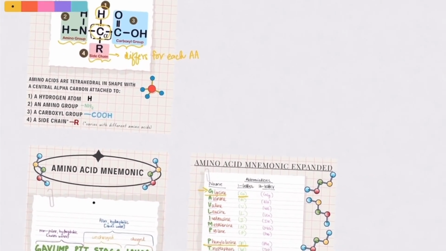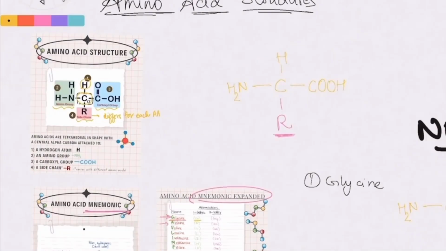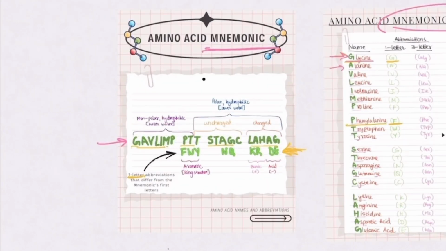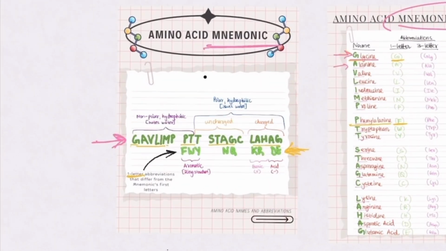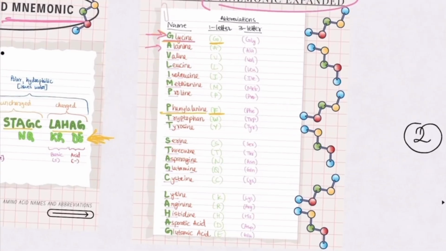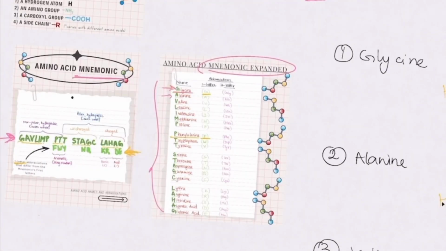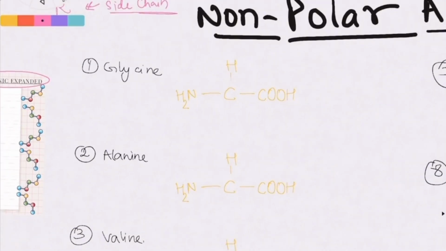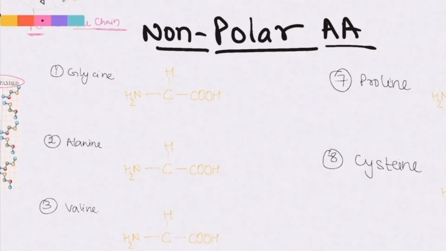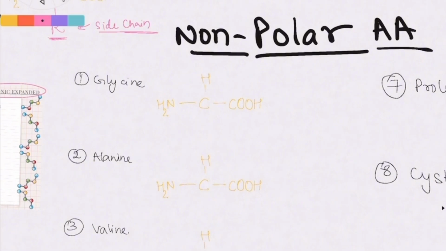Okay, so let's go back to the structure of our amino acid. Here, we have a backbone that's going to stay the same for each amino acid, and then we have a side chain that's going to differ for every amino acid. And now we're going to look through the structure of each amino acid. We'll just follow this mnemonic over here, and here this is the mnemonic expanded, so we're just going to follow along with this list to easily remember the structures. So first we have our non-polar amino acids.